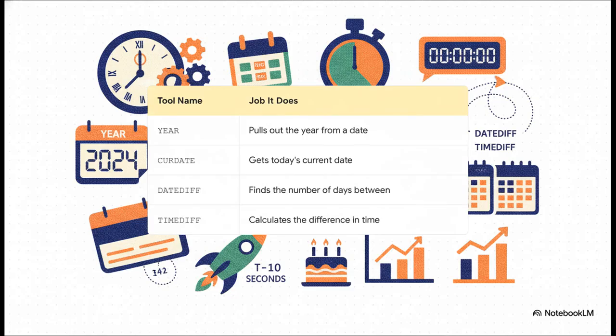These tools help us understand and play with time. We can pull out just the year from a full date. We can use cur-date to just grab today's date, or we can do some really cool stuff like calculating the difference between 2 dates or 2 times with date diff and time diff. This is the secret logic behind every birthday reminder, every countdown timer, and every project deadline you've ever seen.